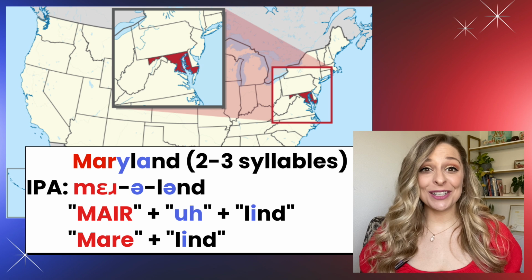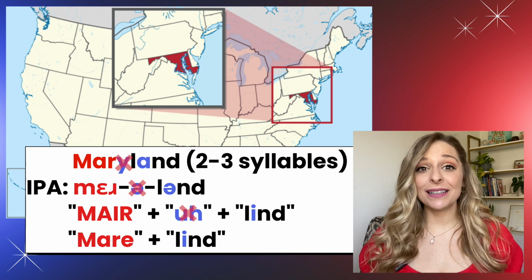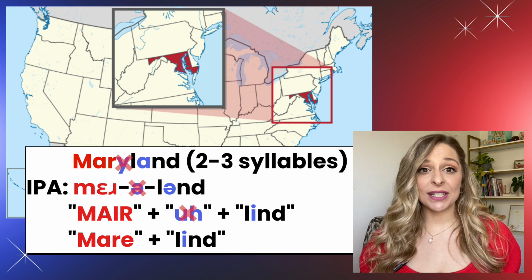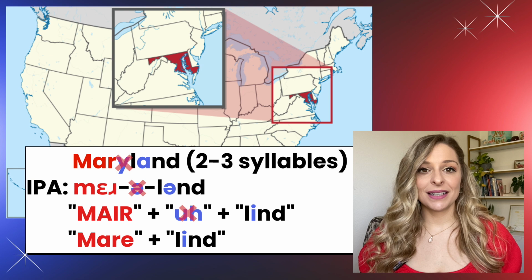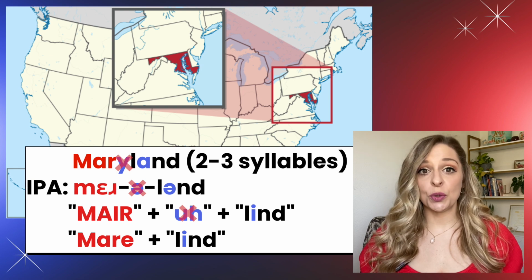Now, if we are speaking super fast, we might even completely cut out the Y and not even pronounce that syllable. We might just say Maryland. And it really sounds like there's just two syllables.